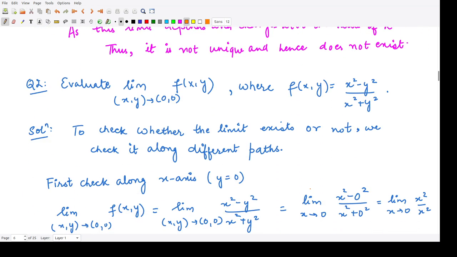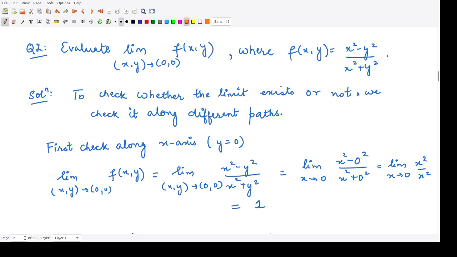So next we see another example. Here the function is given to be x square minus y square divided by x square plus y square. We have to evaluate the limit whenever (x, y) goes to the point (0, 0). So now to check this limit, we will again check it through different paths. First path that I am considering here, because the point here is (0, 0). So then our curve is this one, x-axis.